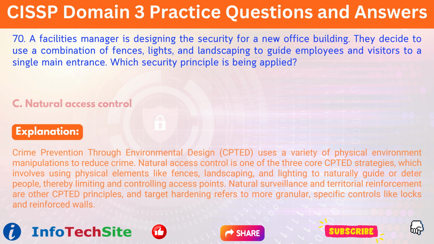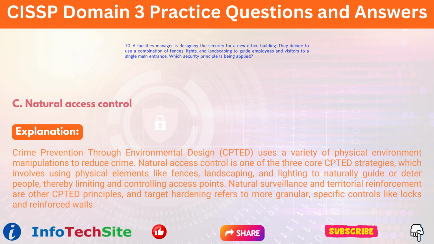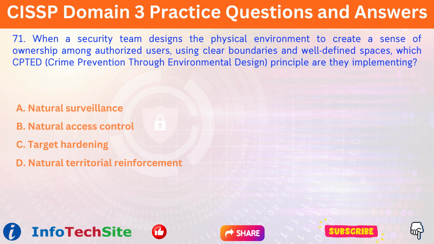Natural access control. Explanation. Crime prevention through environmental design, CPTED, uses a variety of physical environment manipulations to reduce crime. Natural access control is one of the three core CPTED strategies, which involves using physical elements like fences, landscaping, and lighting to naturally guide or deter people, thereby limiting and controlling access points. Natural surveillance and territorial reinforcement are other CPTED principles, and target hardening refers to more granular, specific controls like locks and reinforced walls.